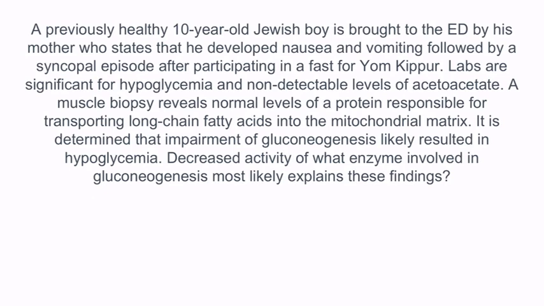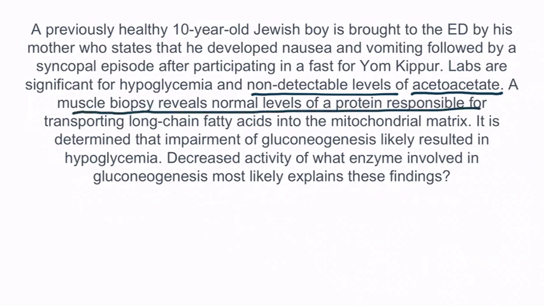From the question stem, we should be able to gather that this patient has MCAD deficiency. We can deduce this because he developed hypoketotic hypoglycemia during a fast. You should know that acetoacetate is a keto acid, and this boy has non-detectable levels of acetoacetate. We're also told that the problem is not due to a carnitine deficiency based on this part of the question stem. So a muscle biopsy reveals normal levels of a protein responsible for transporting long-chain fatty acids into the mitochondrial matrix. So again, this part of the question stem is referring to carnitine.